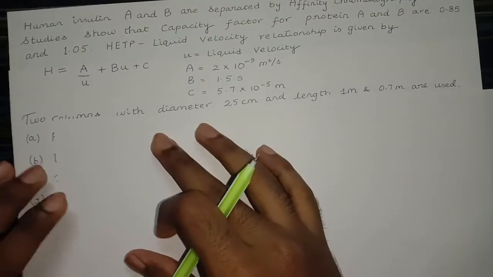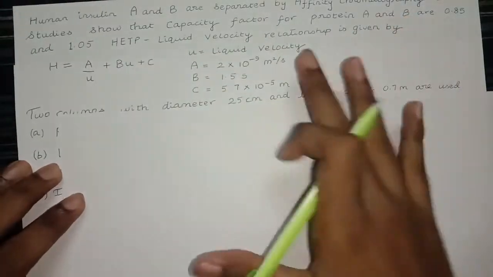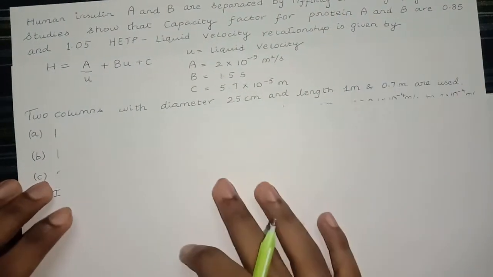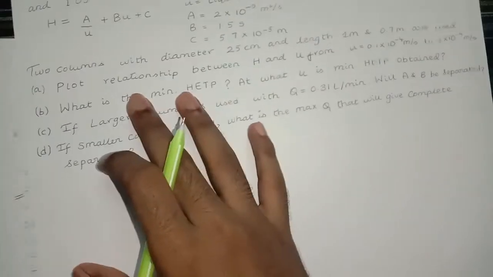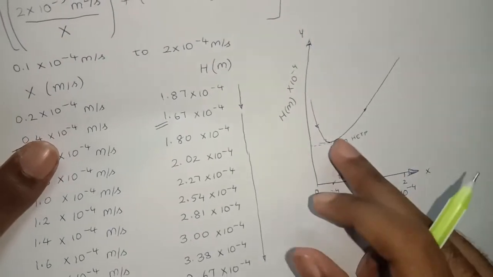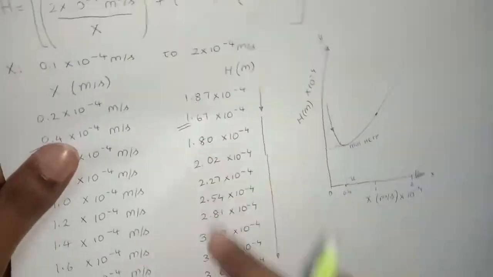Okay, we are in part 3 of solving this complex problem. We are going to separate two proteins by affinity chromatography. We have seen the relationship between H and U. Numerically we found it, and with a simple graphical verification we can see there is an H minimum.